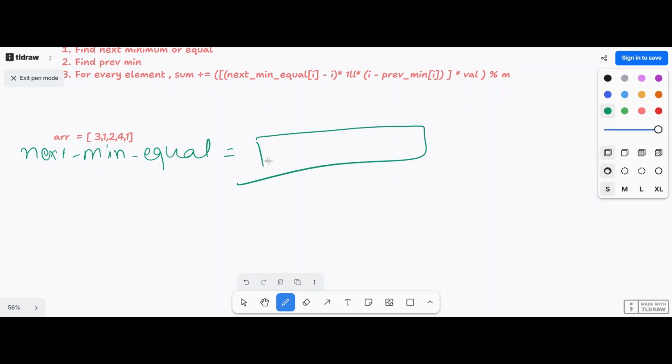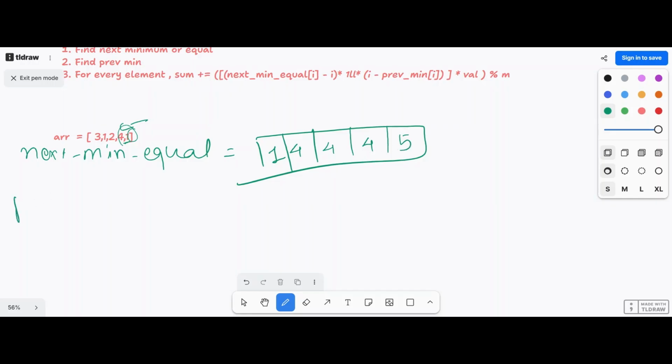Okay, I'll store the index only. So for 3 the index will be 1. 1 is the next minimum. For 1, the next minimum equal is which index? This index. So it will be 0 1 2 3 4, fourth index. For 2 its next minimum is again the fourth index. For 4 also the fourth index. For the last 1, nothing, minus 1, so it will be 5.